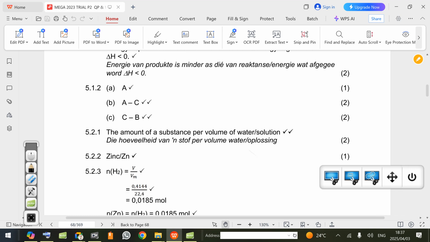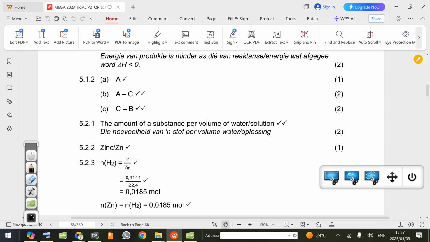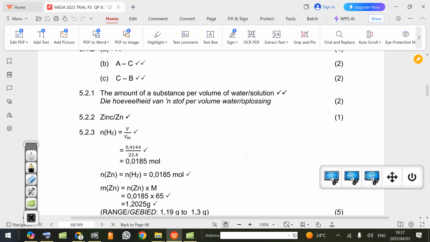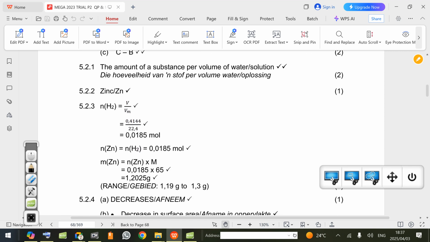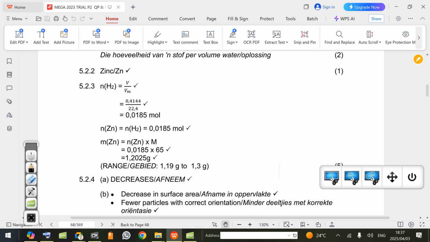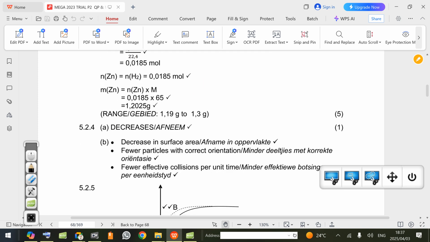The amount of substance per unit volume of water or solution. Zinc. All right. What was our answer? 1,20. Okay. We said decrease. Decrease in surface area. Fewer particles with correct orientation are available. Fewer effective collisions per unit time. Same concept, just different words there.